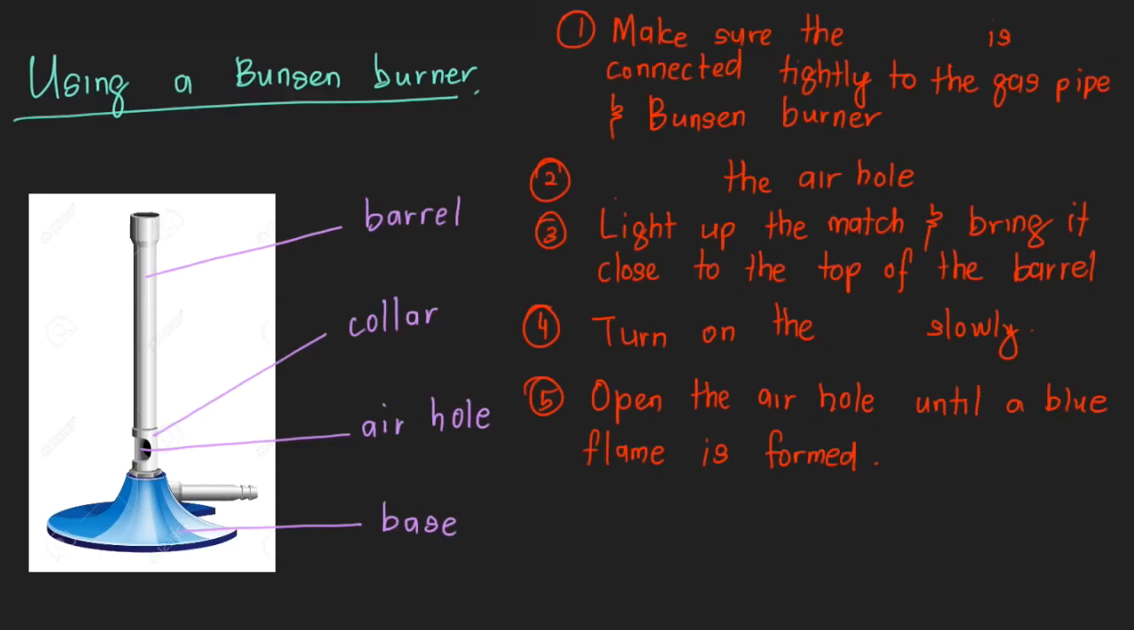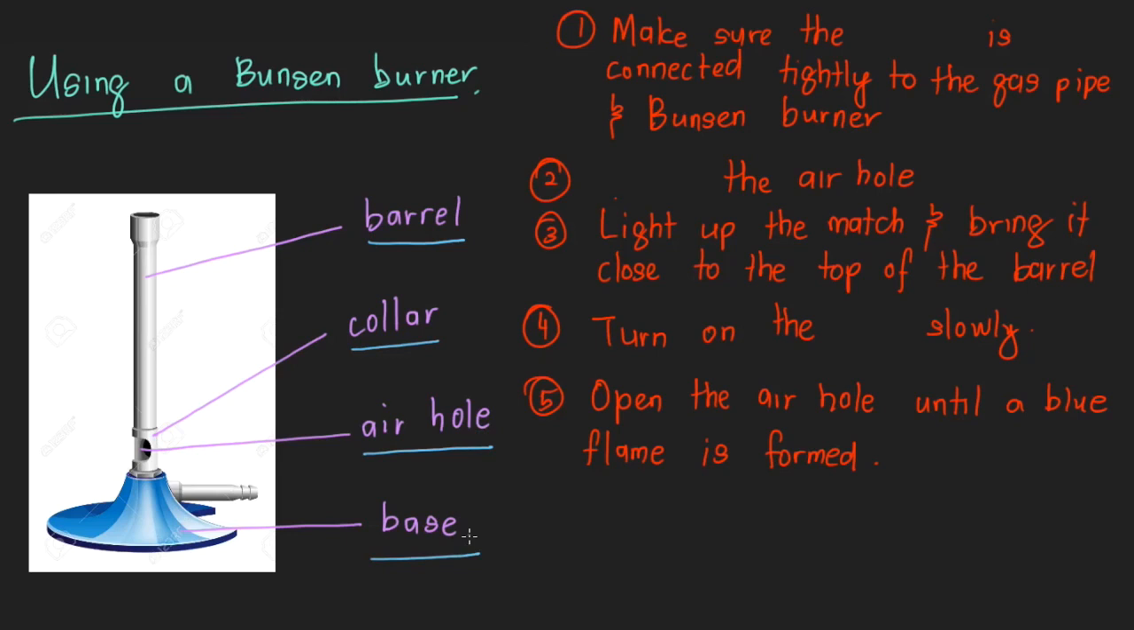Now, using a Bunsen burner. Before we move on to using a Bunsen burner, let's look at the different parts of a Bunsen burner. This part of a Bunsen burner is called a barrel. This part over here is a collar. This hole here is the air hole, and finally at the bottom is the base.